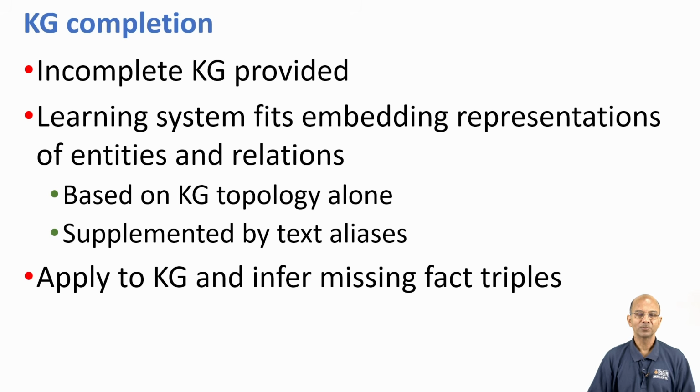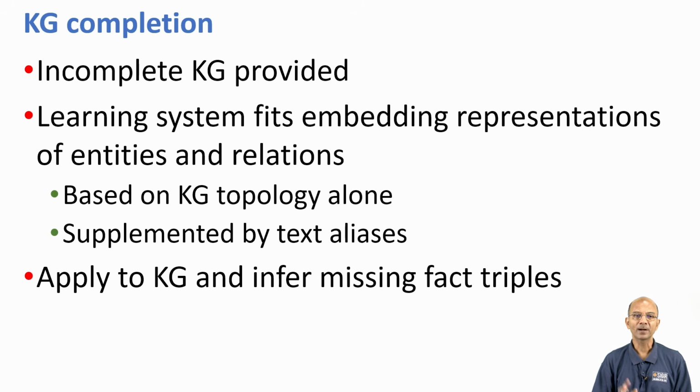Today we will continue with knowledge graph completion and its evaluation. As we mentioned recently, knowledge graphs are very incomplete and we need to complete them either as hard decisions or as soft probabilistic judgments. In this setting, an incomplete knowledge graph is provided and a modeling or machine learning system first fits embedding representations of the entities and relations in the knowledge graph.